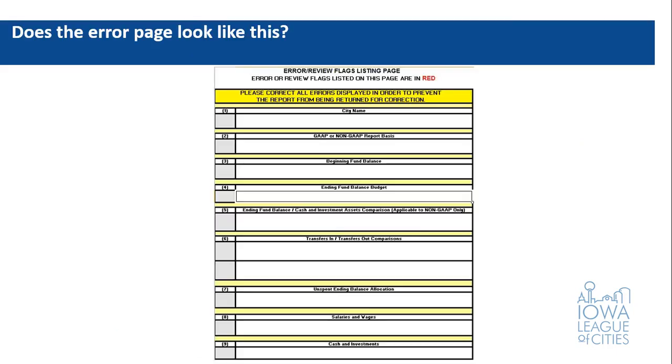Here's that error page. Yours should look like this one. If there is any text in there that you see, you need to go back and correct that portion. The definition on many of these error pages has been greatly improved, and it will not only tell you what the error was, but it will give you suggestions as to how to correct them. Again, if you need assistance with that, don't be afraid to call us.